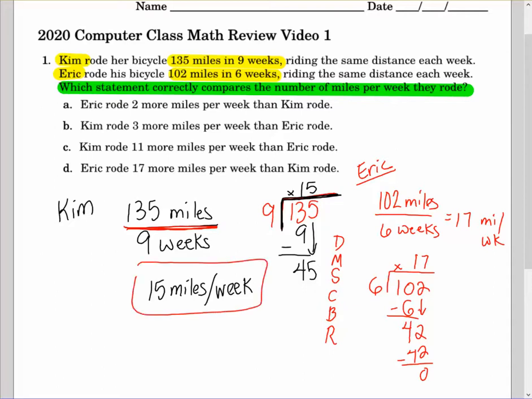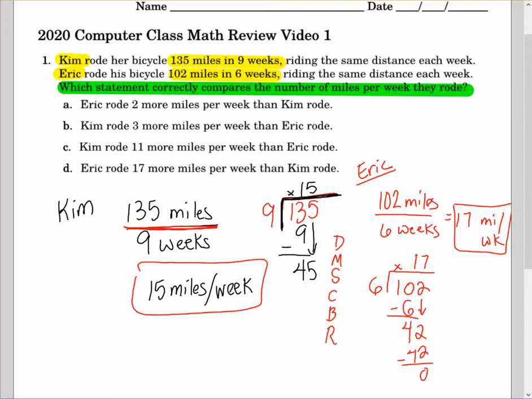So here are our 2 answers. So let's look at our choices. It says A, Eric rode 2 more miles per week than Kim rode. B, Kim rode 3 more miles per week than Eric rode. C, Kim rode 11 more miles per week than Eric rode. And D, Eric rode 17 more miles per week than Kim rode.